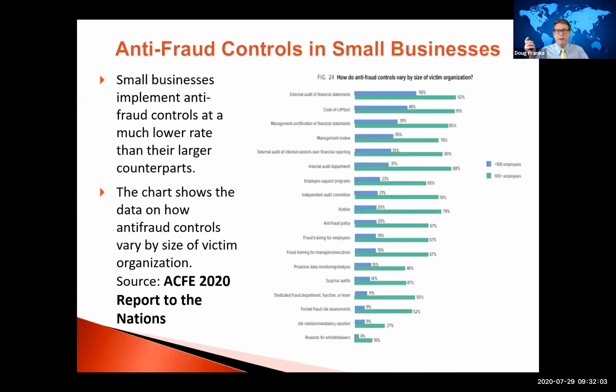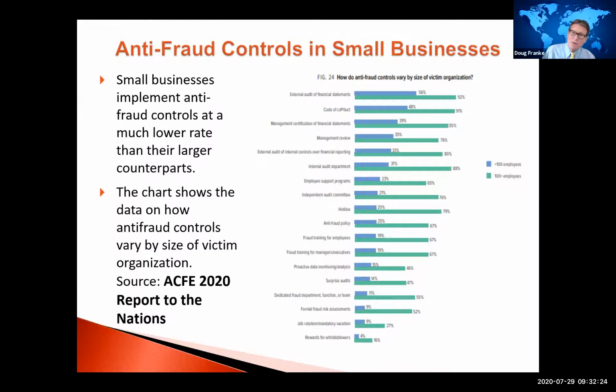Okay, I would think. So here we have the controls in small businesses, and you're going to struggle to read these, but these are anti-fraud controls in small businesses. And I can just tell you what they are. So the blue or the top line, which is smaller, is the small business, and the green line would be the big business, okay?